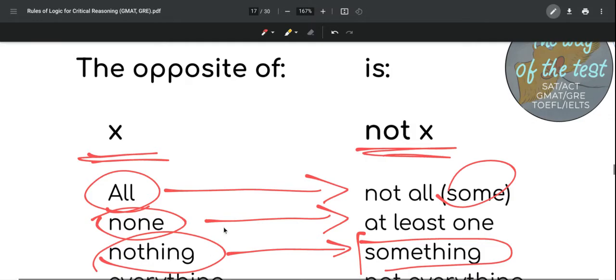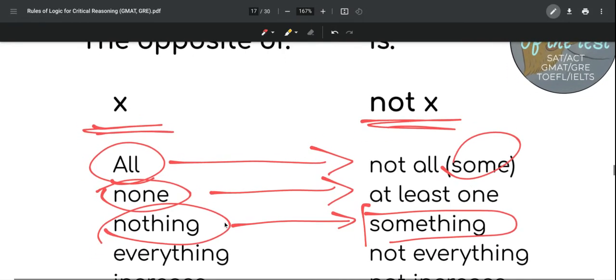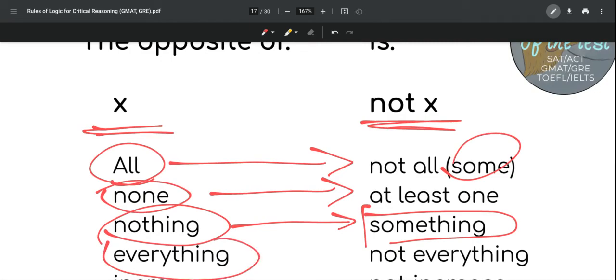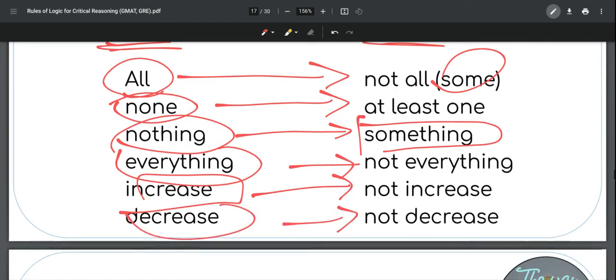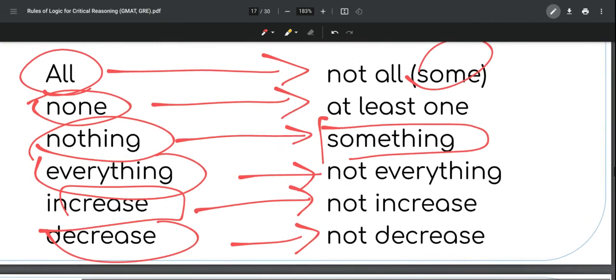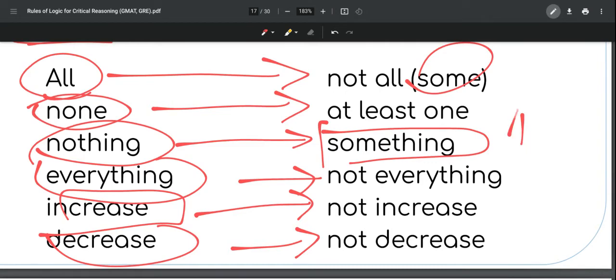And this is very important. We're working with logical opposites. The opposite of everything is just not everything. The opposite of increase is just not increase. The opposite of decrease is just not decrease. I'm going to stop here for a moment because remember, you always have options, okay? You either increase, you decrease, or you pretty much stay the same.